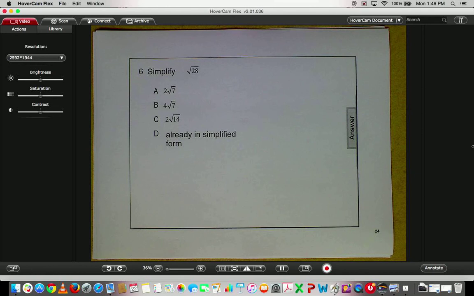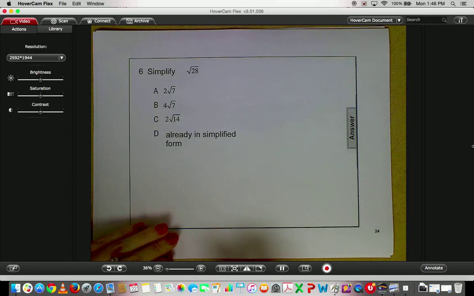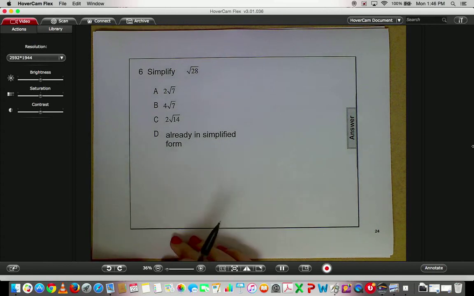Okay, so we're going to simplify the square root of 28. I want you to try to work this on your own. Pause your video if you need to.